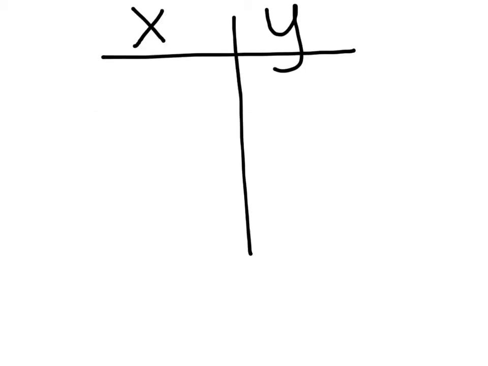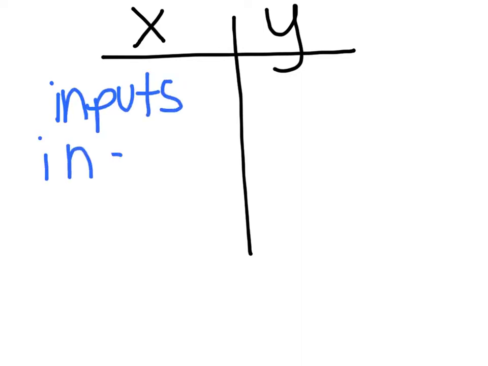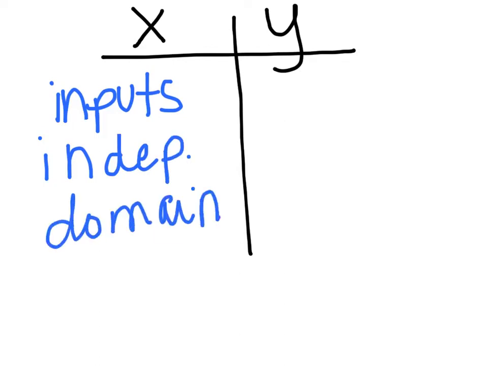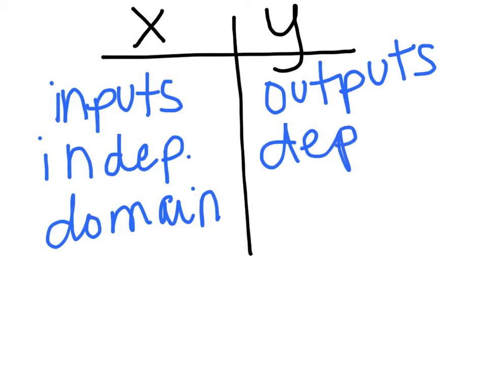Remember, when you have a set of ordered pairs, your x's are the inputs. They're independent values, and they're the domain. Your y's are the outputs, your dependent value, and the range.